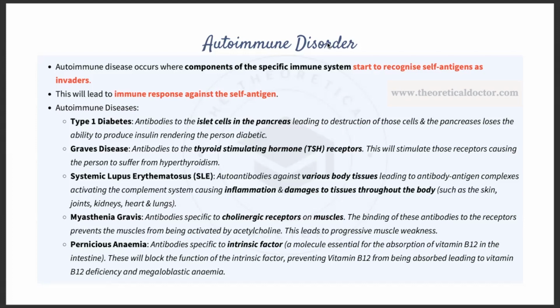Type 1 diabetes is when the antibodies act on the islet cells in the pancreas, which will lead to the destruction of the cells, and the pancreas will then lose the ability to produce insulin, rendering the person diabetic. Then you have Graves' disease. Graves' disease occurs when the antibody acts on the thyroid stimulating hormone, the TSH receptors. This will stimulate the receptors to cause the person to suffer from hyperthyroidism.